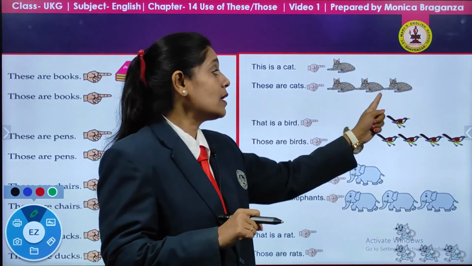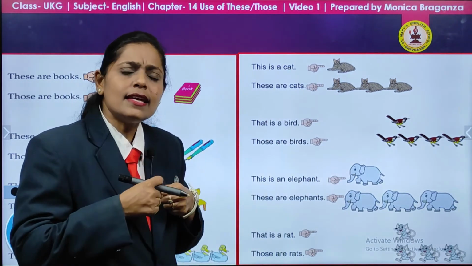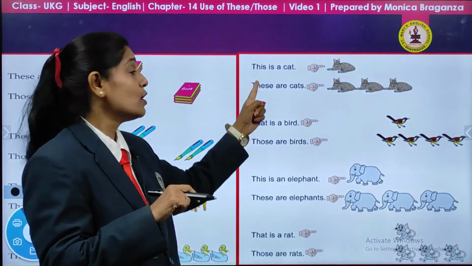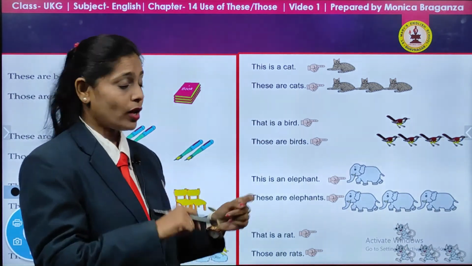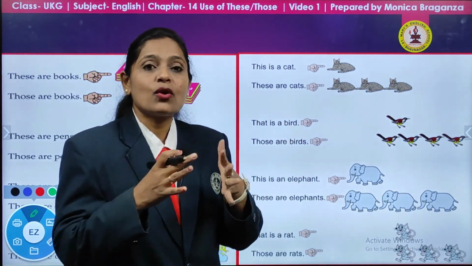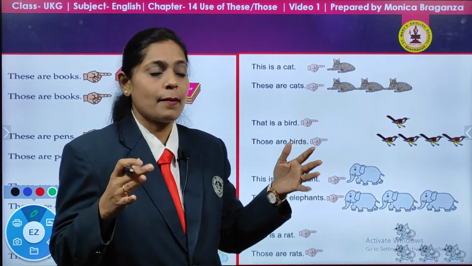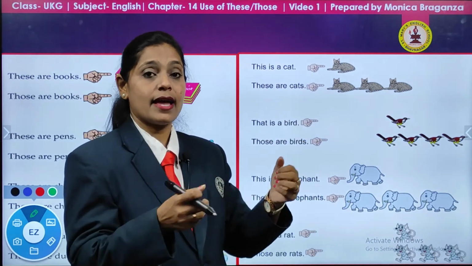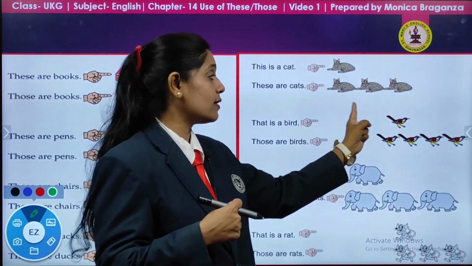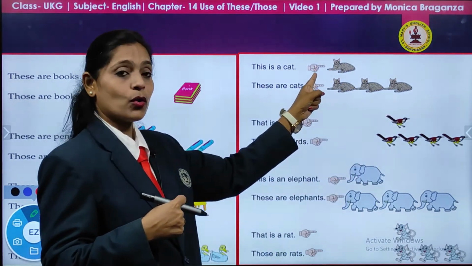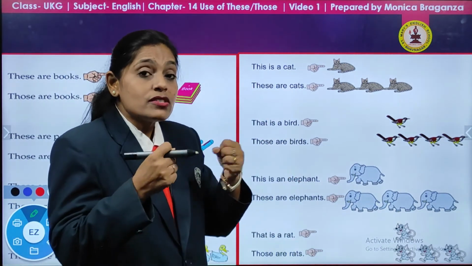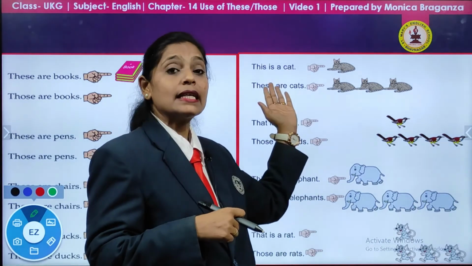In the same way, here many cats are there and they are near to us. So we are not going to write this. We are going to write this. So this difference you must know, children. Okay. So, these are cats. Why are we using this? Because there are many. There are 3 in number and here only one cat is there. Both the cats are near, right? But it is only one and here we are having 3. When we talk about one thing, we use this. When we talk about many things which are near to us, we use these.